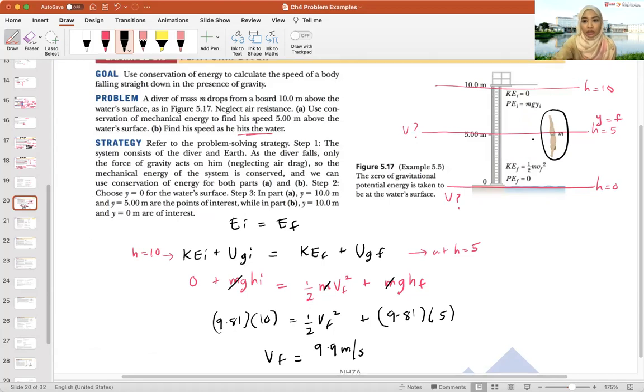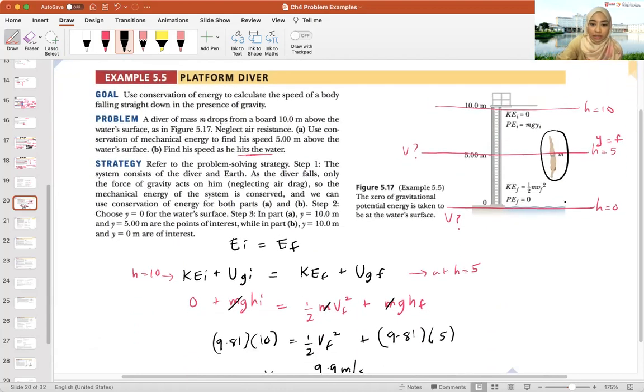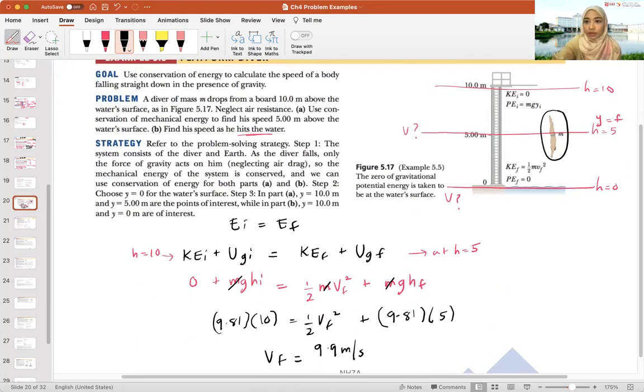He started with KE equals to 0. He started with V equals to 0. At this point, he became 9.9. So sekarang kita nak tahu what is the velocity at this point.